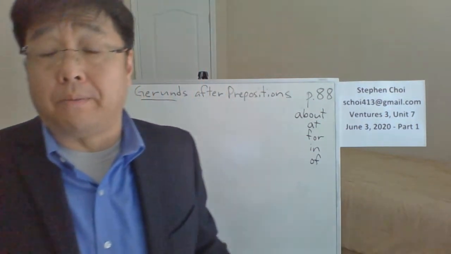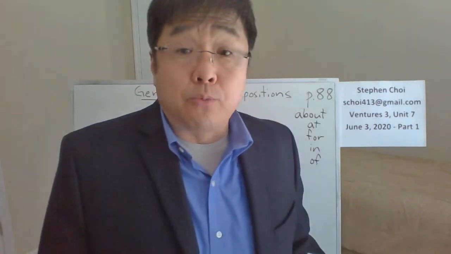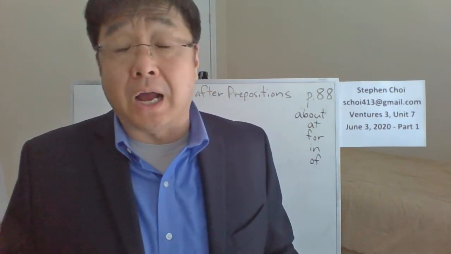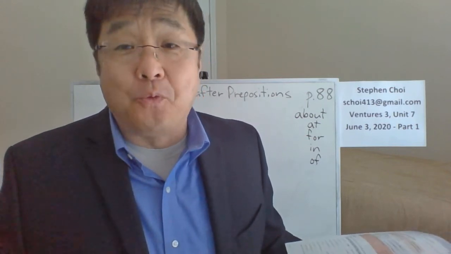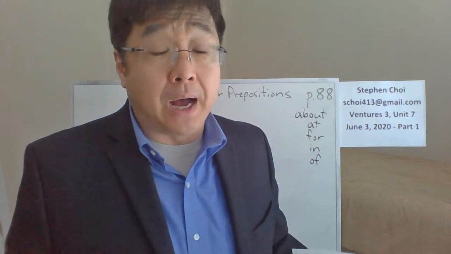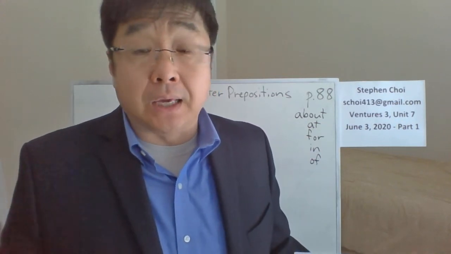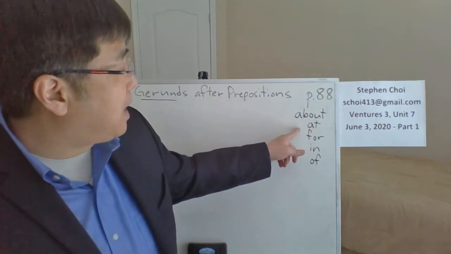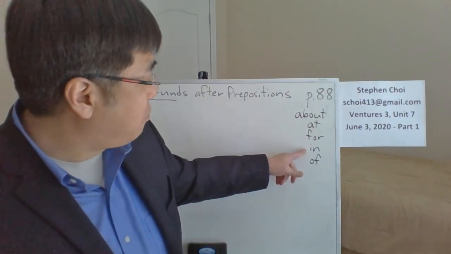And then the last one is worried about. Again, I am worried about running out of gas. I am worried about not having enough money. I'm worried about not speaking English well. You say "about." Not "worried at," "worried for," or "worried in."